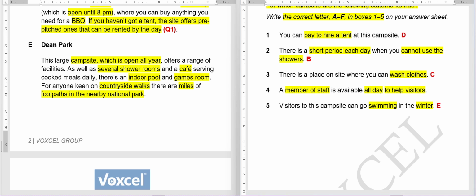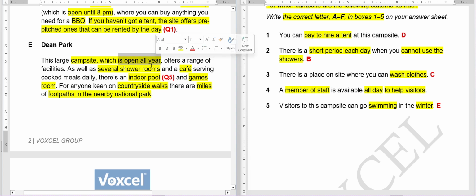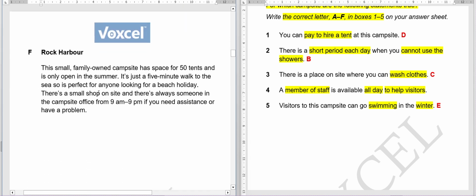In the E paragraph, where is it written, can you tell me? Yes, indoor pool. We have already marked it here. So first they have said this particular campsite is open all year round. So it is open all year, be it summer, winter, whatever time of the year, and it has an indoor pool, so you can go swimming in the winter as well. Clear? Let's read the F paragraph.